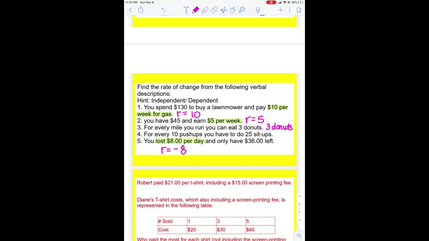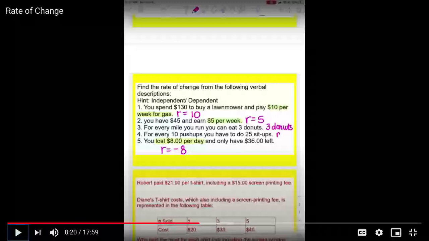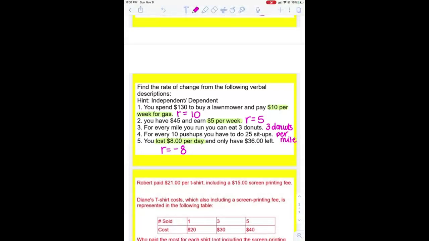For number 3, it says for every mile you run, you can eat 3 donuts. So basically, 3 donuts per mile is your rate of change, which is positive 3.